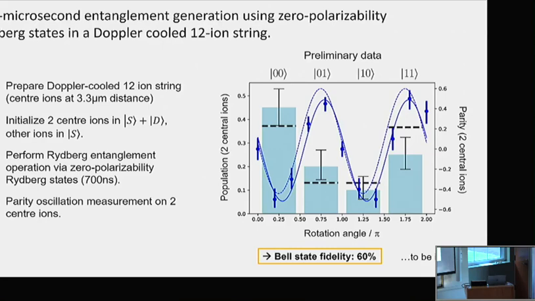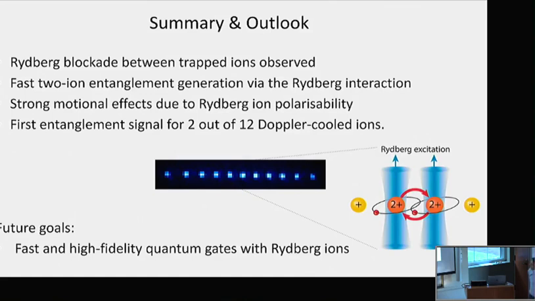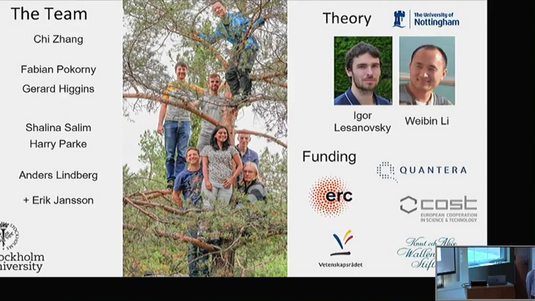To summarize, I showed you the Rydberg blockade, the two-ion entanglement, and the Rydberg interaction. There are quite strong motional effects, and there's the first entanglement signal for a 12-ion string, which is equally fast as for a 2-ion string. Of course, we still have to work on fidelities quite a bit to make that interesting for quantum computation. But we know quite a bit of errors that we can work on. Most of them are technical, and I think we can do quite a bit.